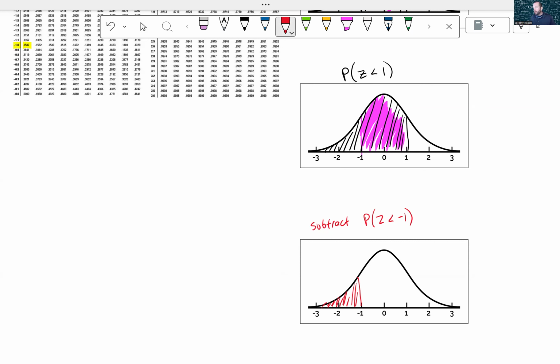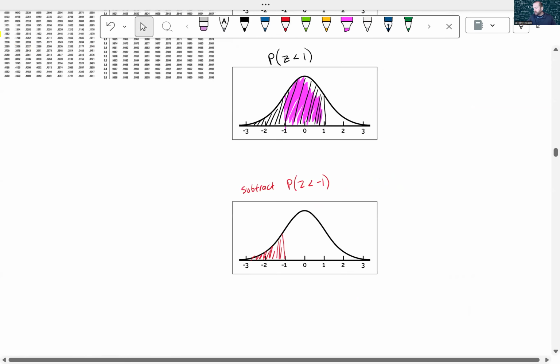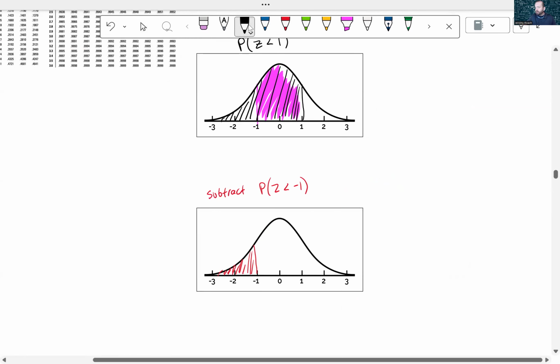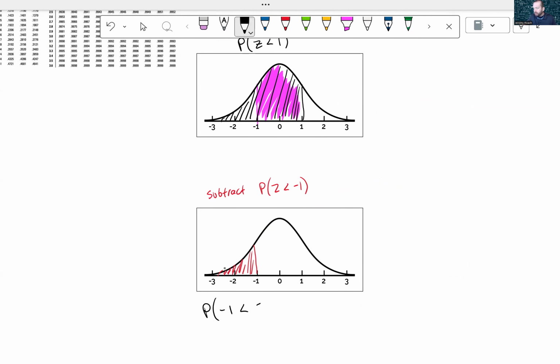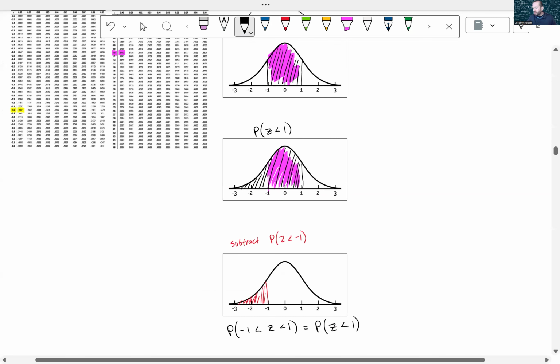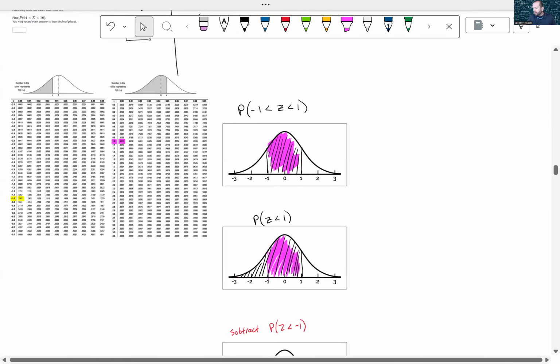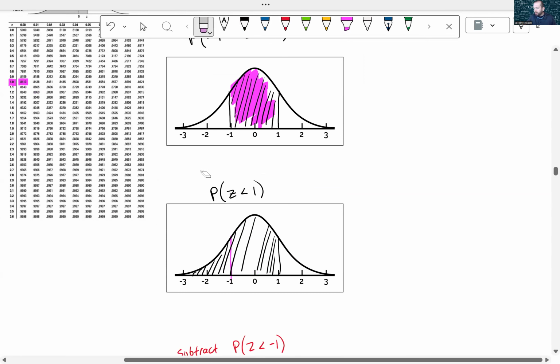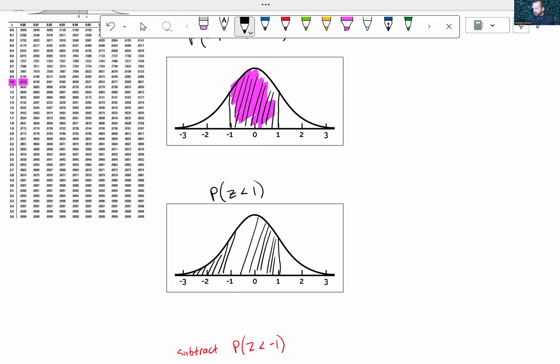So putting this all together, what our final equation is going to be is we're going to say that the probability that z is between negative 1 and 1 is equal to the probability that z is less than 1, which is everything here.